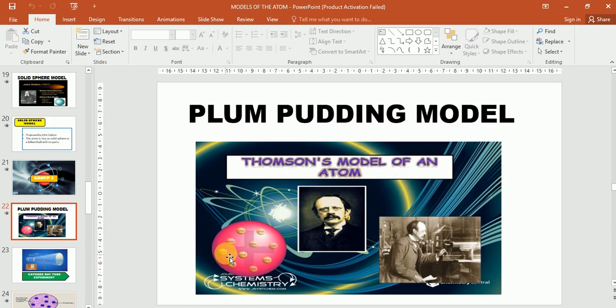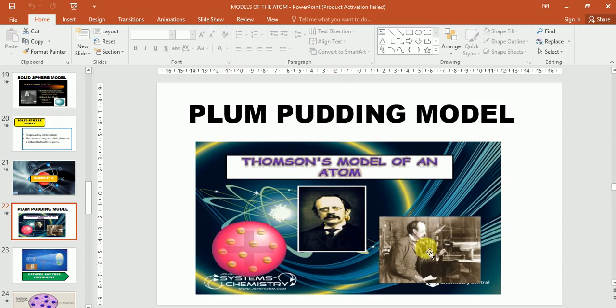Now, how did he come up with this kind of model? If you look at the plum pudding model, it is not just a solid sphere, but rather it has a centralized positively charged region, and the negatively charged electrons are embedded in it. Okay, so this is J.J. Thomson. The name of this guy is J.J. Thomson.